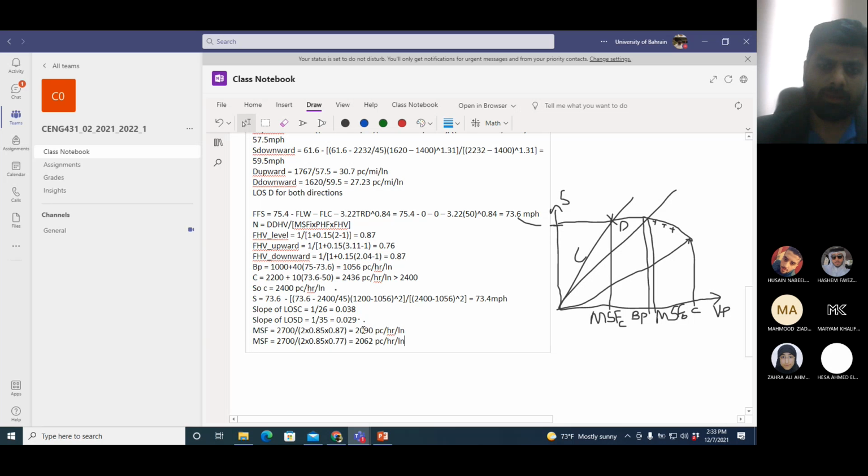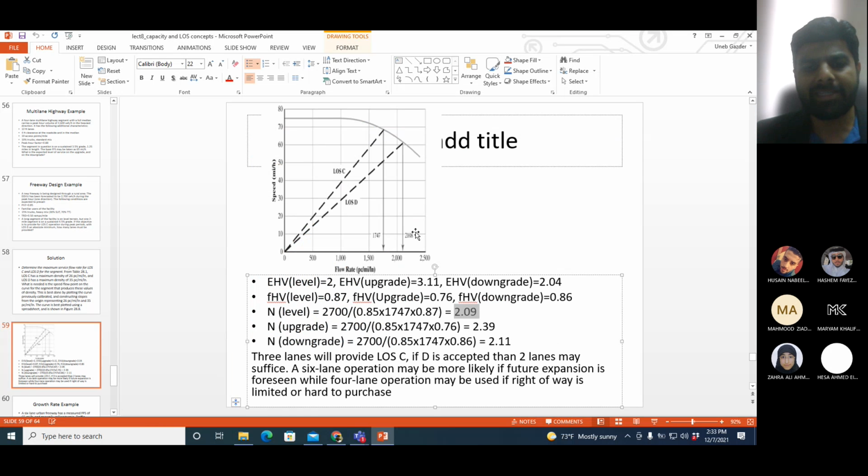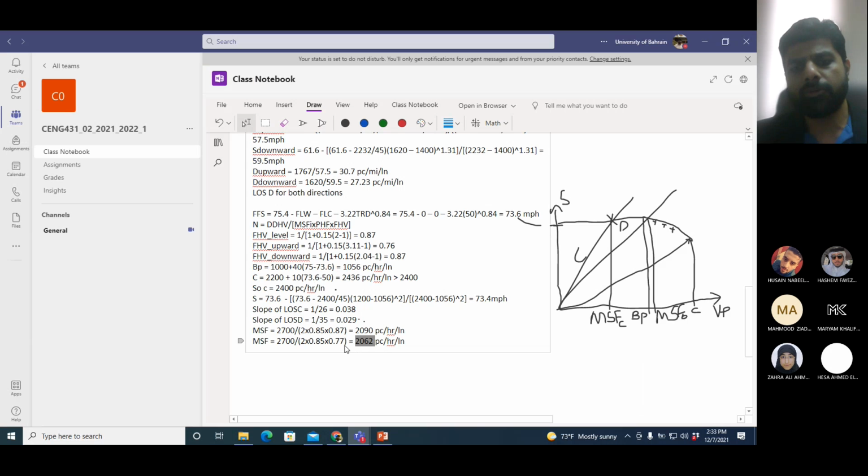Now I need to check if I provide 2 lanes, do I exceed the maximum service flow rate of D? When you provide 2 lanes, you are getting this in the level and downward terrain, and this in the upward terrain. Am I exceeding the maximum service flow rate of D in any case? No. The maximum service flow rate for D is 2108, so even with 2 lanes, you are not exceeding it. In both cases, you are still maintaining the minimum level of service.